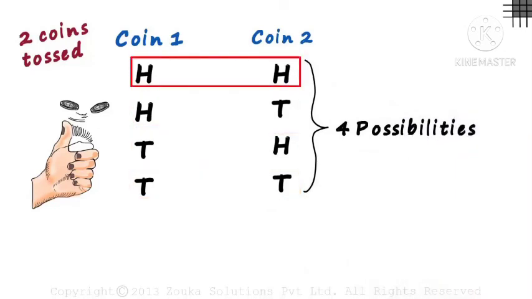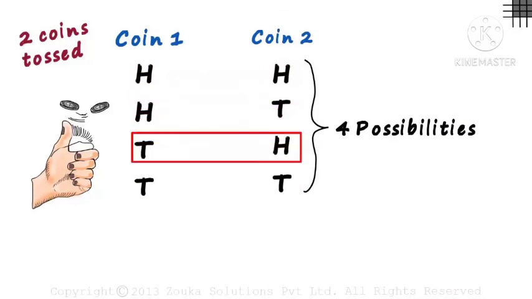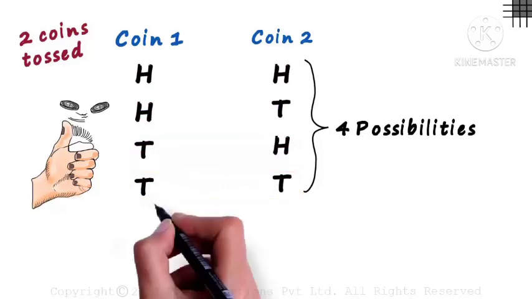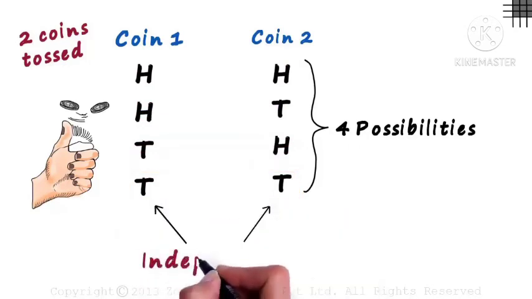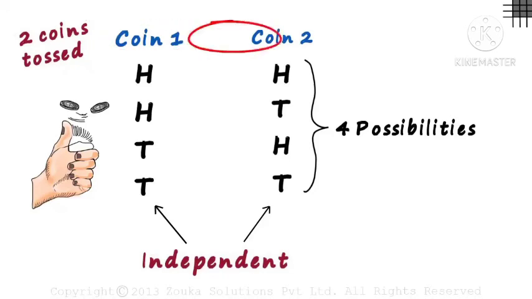Heads on both, head on one and tail on another, tail on one and head on another, and tails on both. And what we get on each coin is independent of what we get on the other coin. So when you're asked to solve a problem based on two coins being tossed together, you should know that the events of getting something on coin 1 is independent of getting something on coin 2.